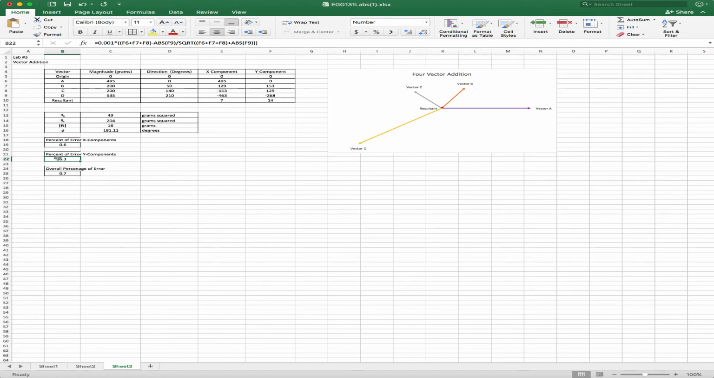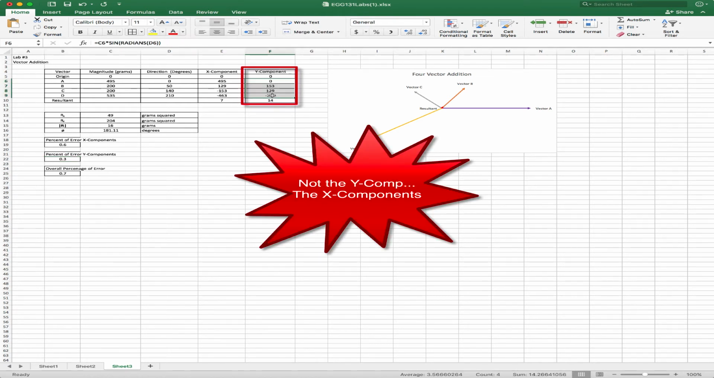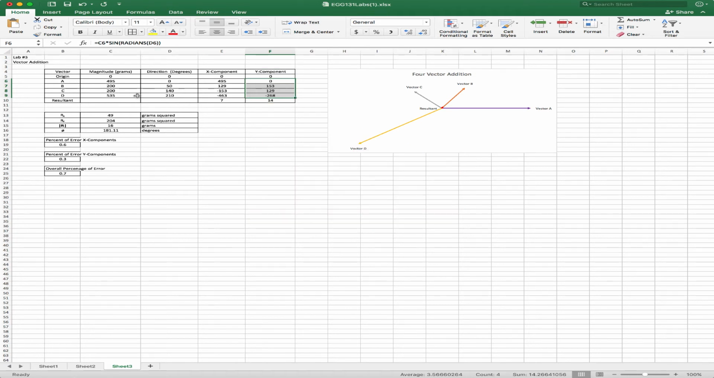We do the same thing in the y direction. We're going to take all of the values in the y direction, we're going to sum them, take the difference, and then in the denominator we're going to take the square root of all of those terms. So that's what that's all about there. And then of course we give it a percentage. So these values are our percent of error. Percent of error in the x direction, these terms. Percent of error in the y direction, these terms.